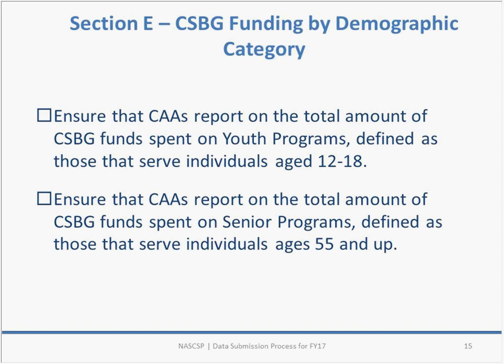We ensure that community action agencies report a total amount of CSBG funds spent on youth programs in those callouts in Section E. Youth, as a reminder, in this particular report is defined as individuals aged 12 through 18. We also ensure that community action agencies are reporting on the total amount of CSBG funds spent on senior programs. And for the purposes of this report, senior is defined as individuals aged 55 and up. Those are the callout sections in Section E.